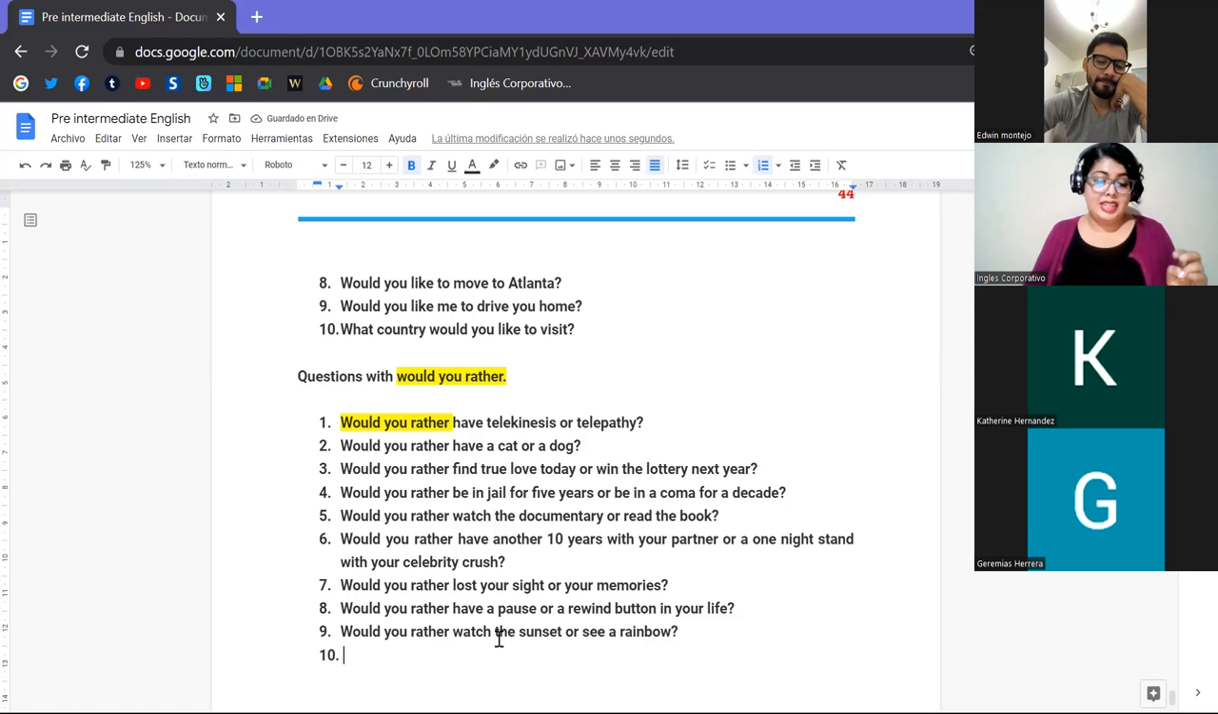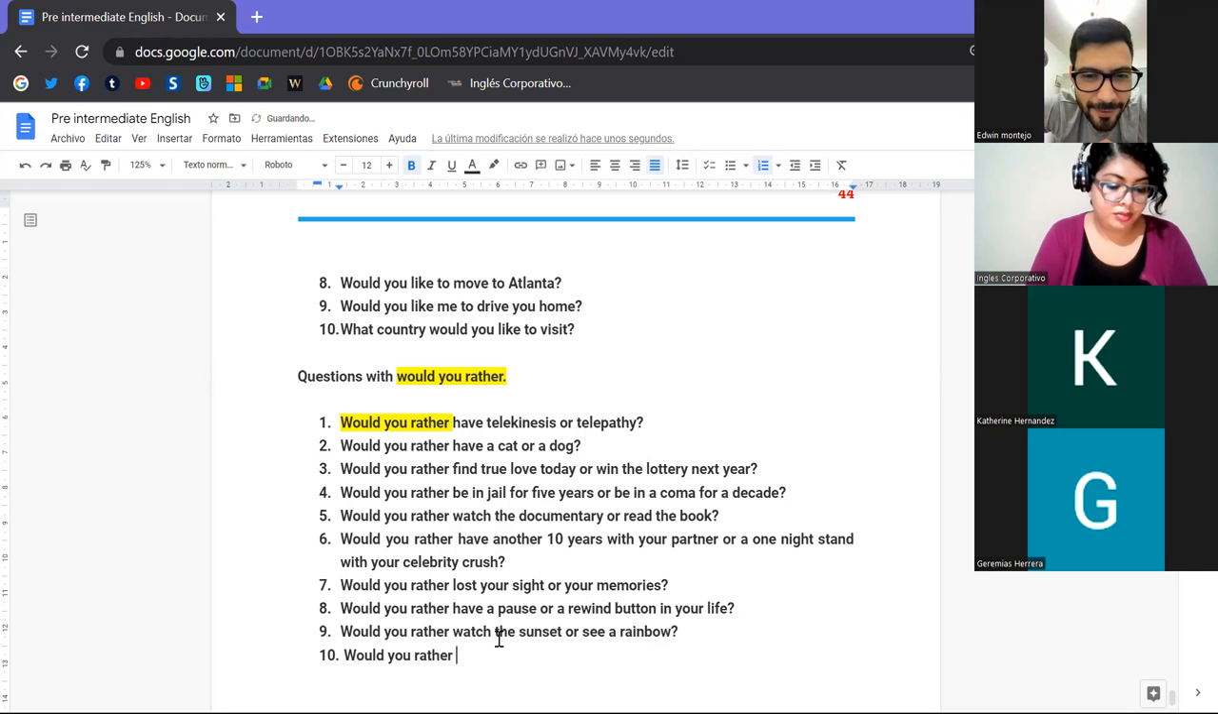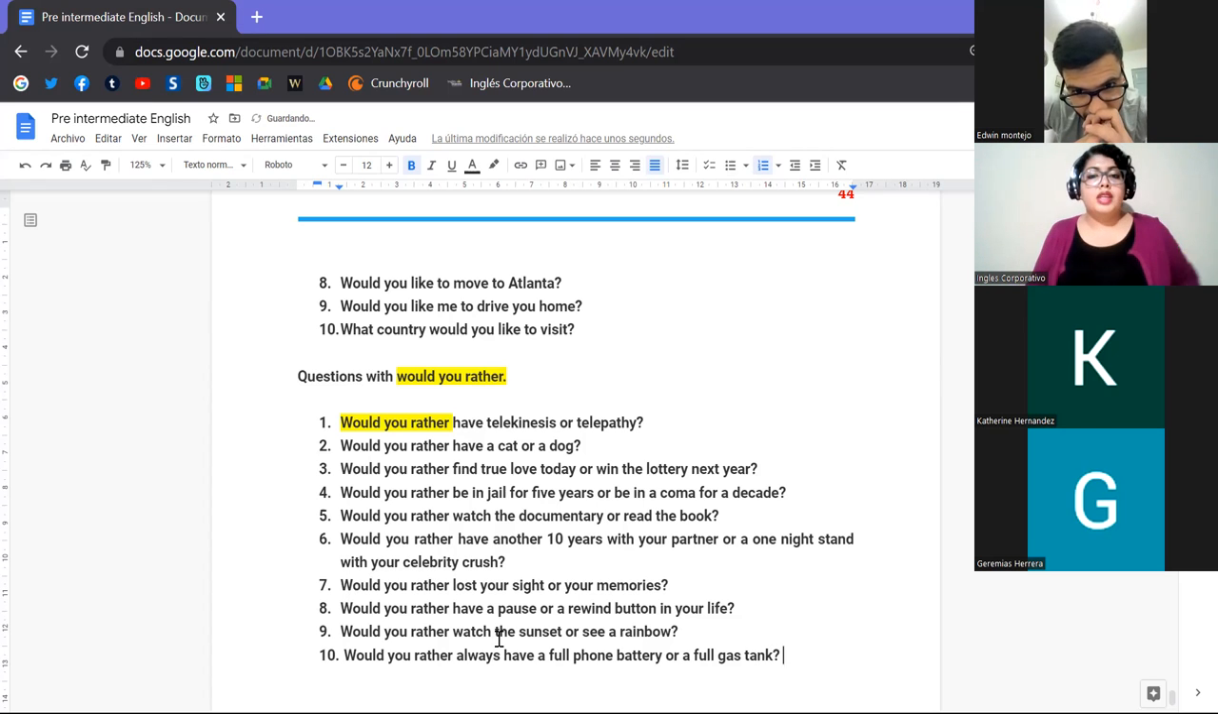Let's see, this one. Would you rather always have a full phone battery or a full gas tank? A full phone battery or a full gas tank?